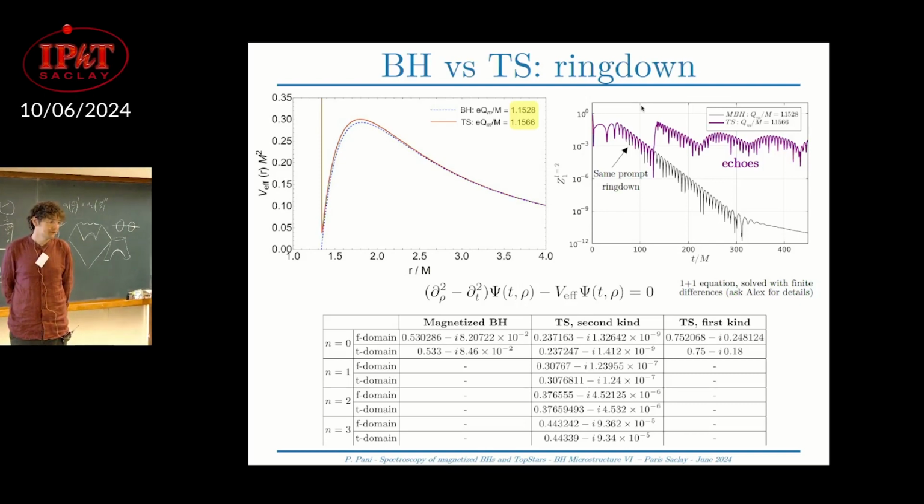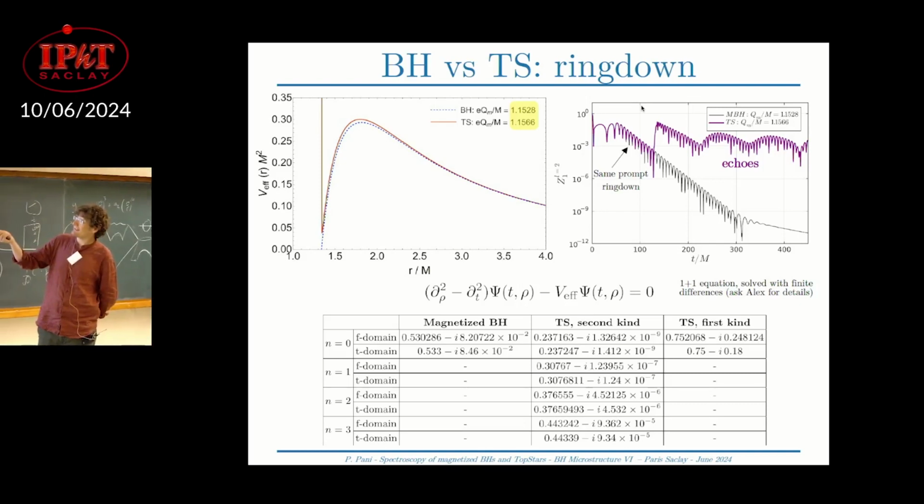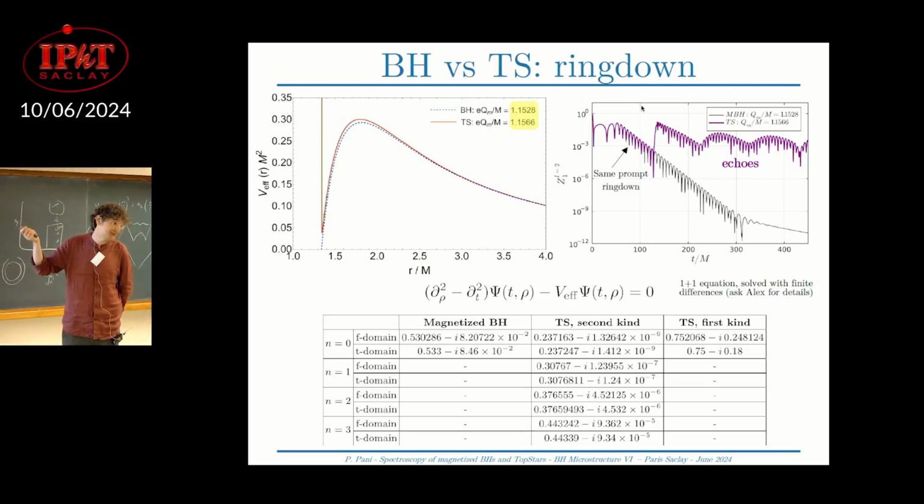Yes, being very close to extremality is precisely the point in between, essentially. Because this is the model: only at extremality, or close to extremality, do you have both the black hole and the topological star solution with a similar charge.